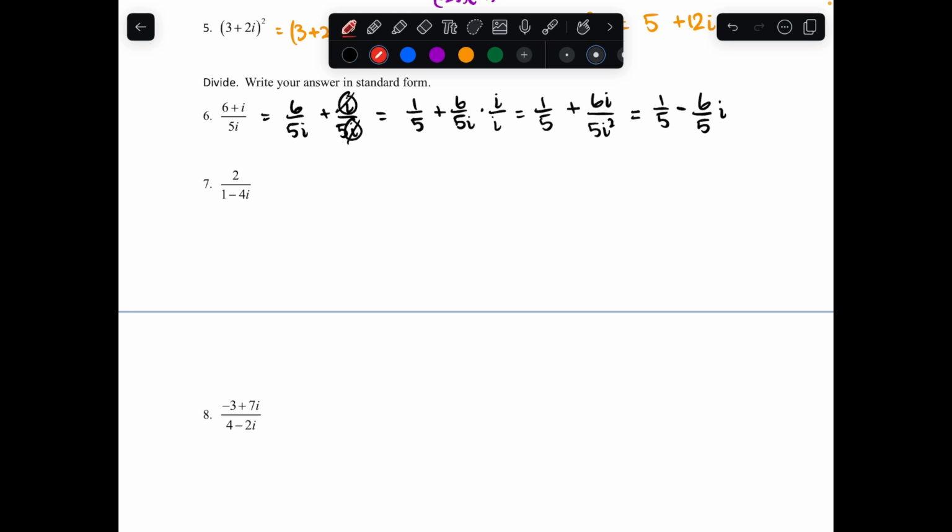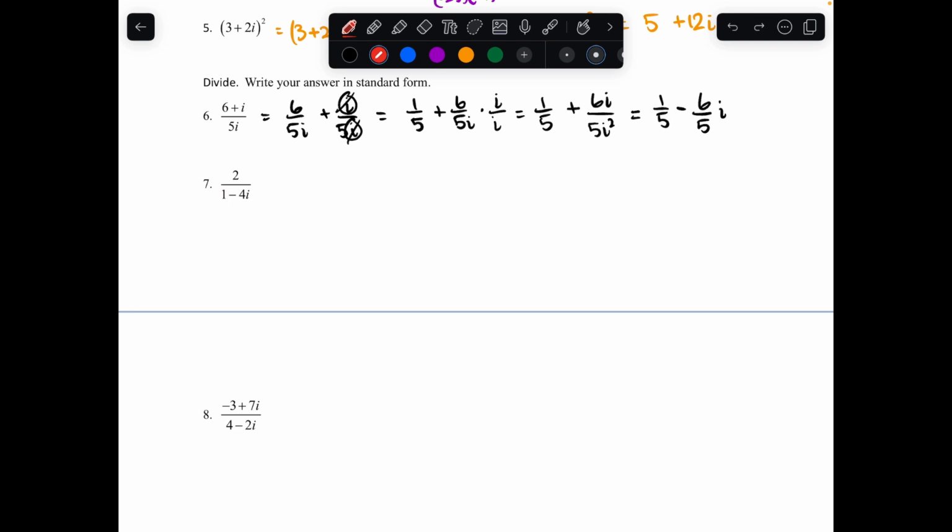Moving on to number 7, we have 2 divided by 1 minus 4i. So just like when dealing with normal radicals, I can't just multiply by i divided by i in order to get rid of the i on my denominator. I have to multiply by the complex conjugate. So, what's the complex conjugate? It's going to be the same numbers, 1 and 4, except the only difference is that I'm going to multiply with a plus sign instead of a minus sign.